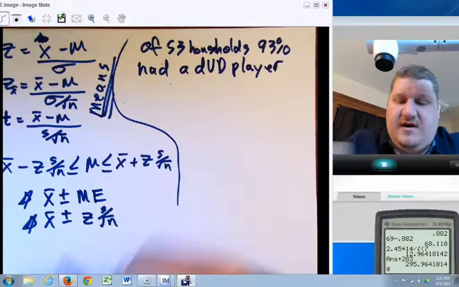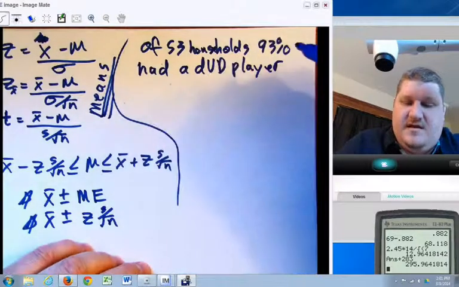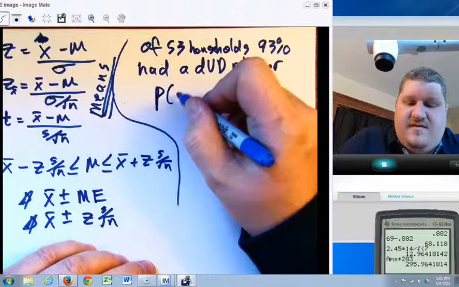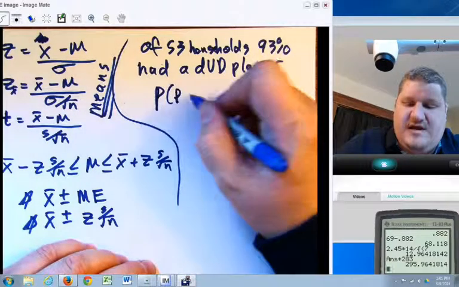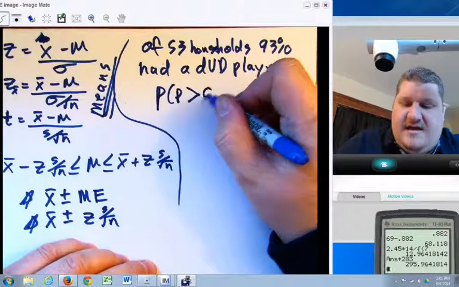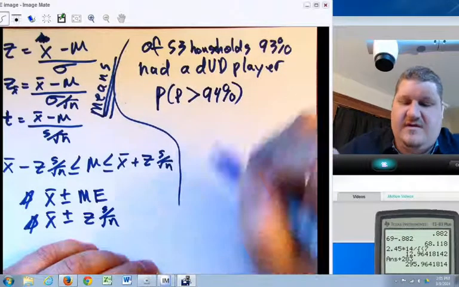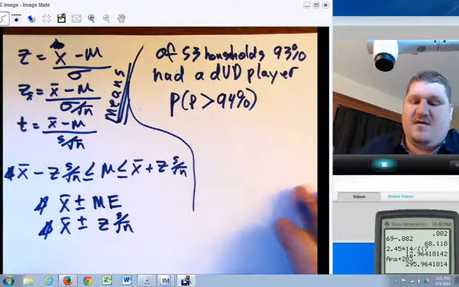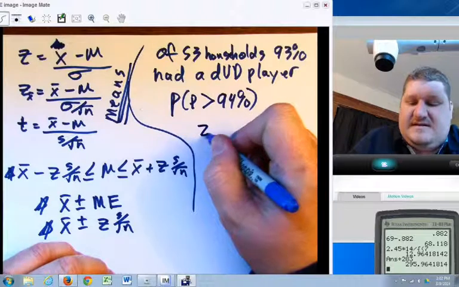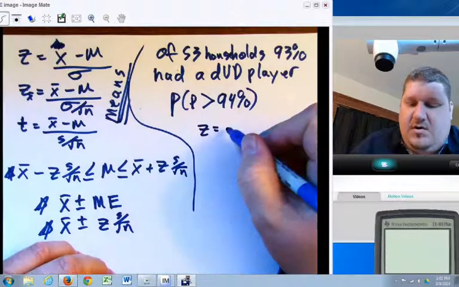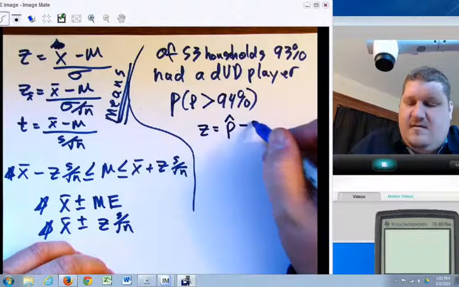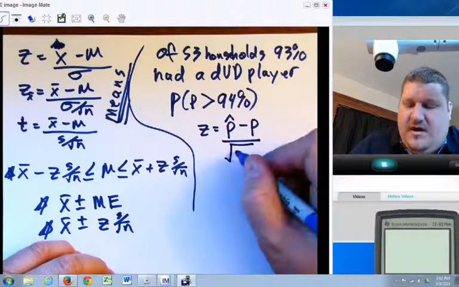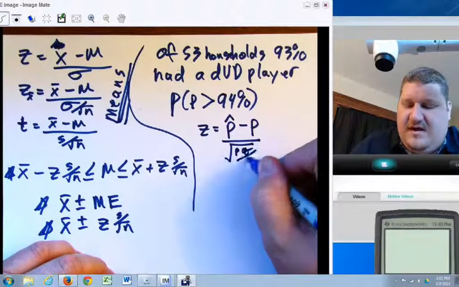So, if we wanted to find what are the chances that in a certain town the probability that proportion is greater than 94% having a DVD player, we would need to do a z-score, much like we did over here. We're going to need a different formula, however. Z, because it's still a z-score, is going to equal p hat minus p all over the square root of pq divided by n.